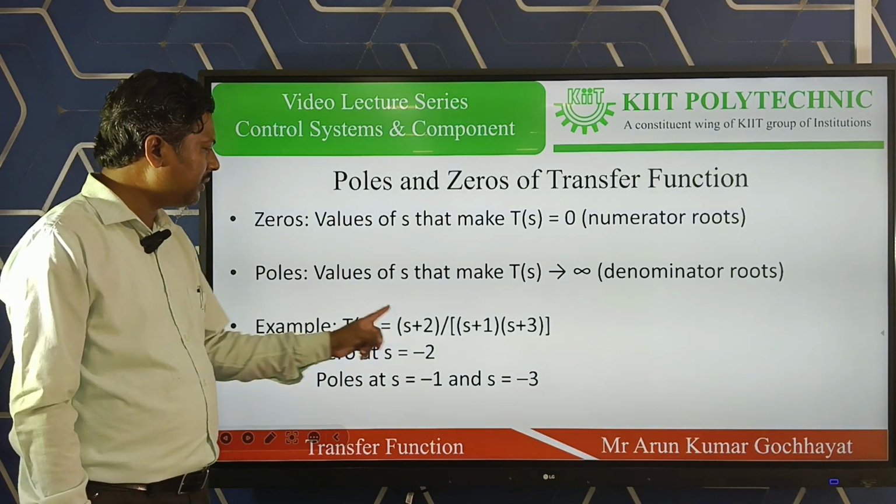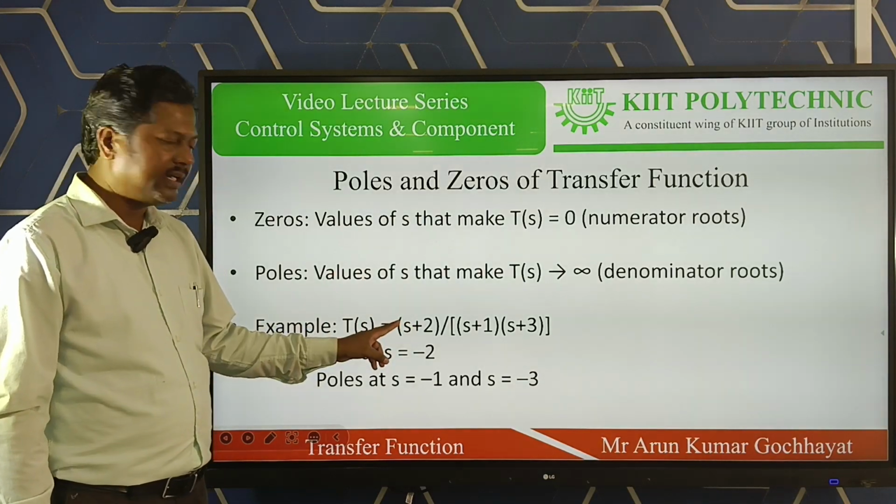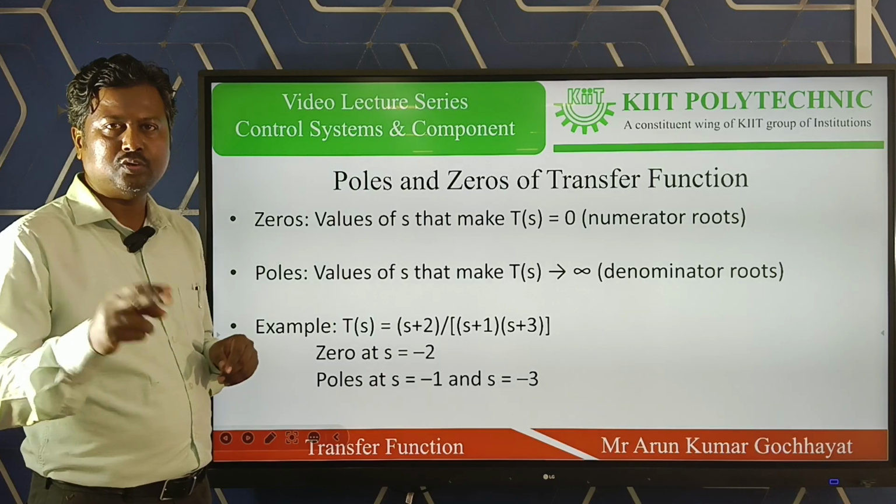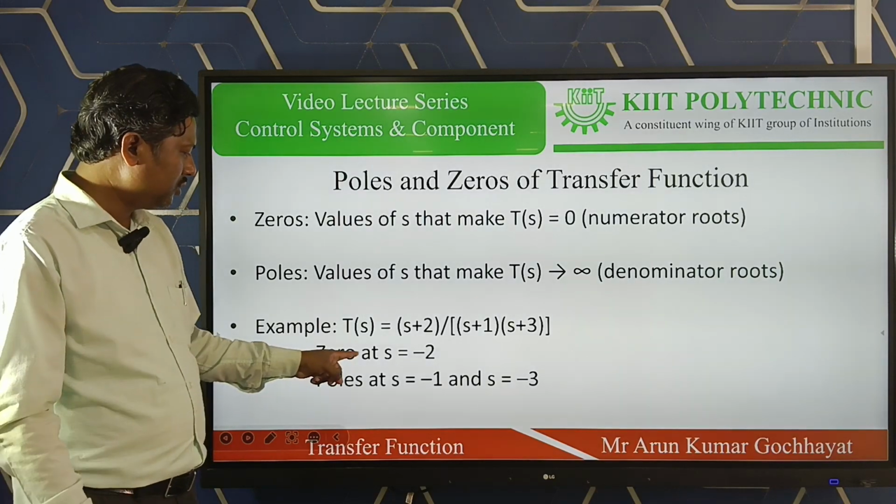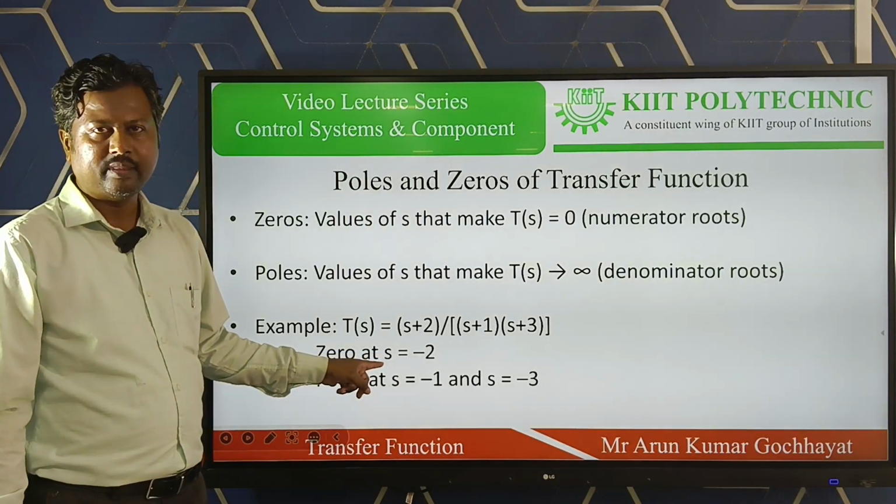Here at the numerator part, s plus 2 is there. I have taken s plus 2 and equalized that to 0. If s plus 2 becomes 0, then s becomes minus 2. So the zero comes at minus 2.